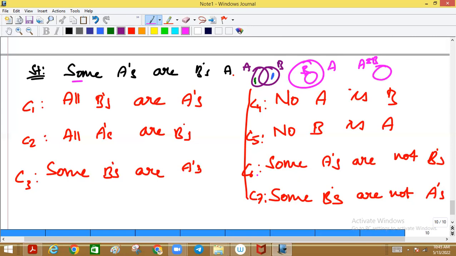Now you come to conclusion 6. Is conclusion 6 satisfying the second statement? Yes or no? No. Some A's are not B's. These A's are not B's. Okay. Is it satisfying the third one? No, it is not satisfying the third one. Now come to the seventh conclusion. Is it satisfying? No, it is not satisfying the third one as well as the second one. So it is also wrong.